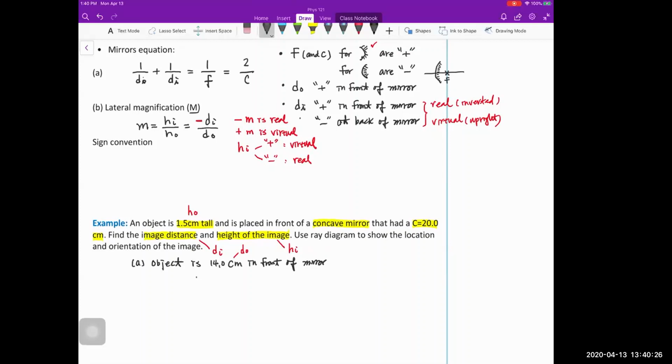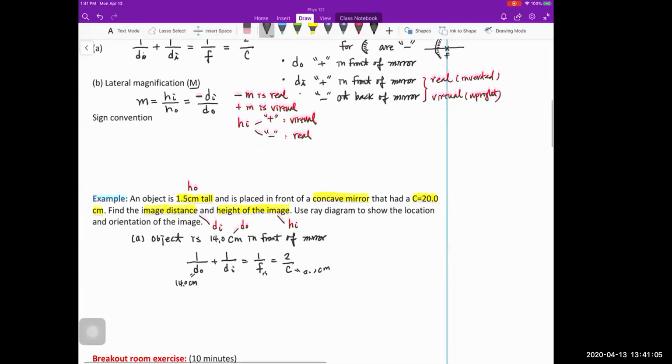So we use the mirror equation, 1 over DO plus 1 over DI equal to 1 over F, or equal to 2 over C. We don't know the F, but we got the C, and we know the C is 20.0 centimeter. And we got the DO, which is 14.0 centimeter. Then we can find out what is the DI. So you simply put these values in, then you can find out the DI.